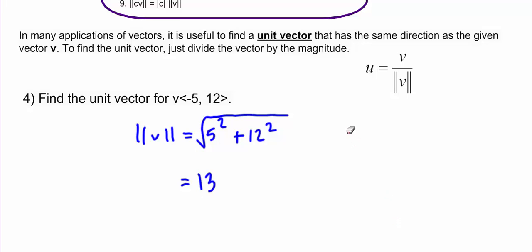So my unit vector here, I'm going to go ahead and call it u, would be just simply -5 over 13 and 12 over 13. The nice thing about that vector is it focuses only on direction. It doesn't tell us anything about magnitude, but that can be useful when we get to other problems.